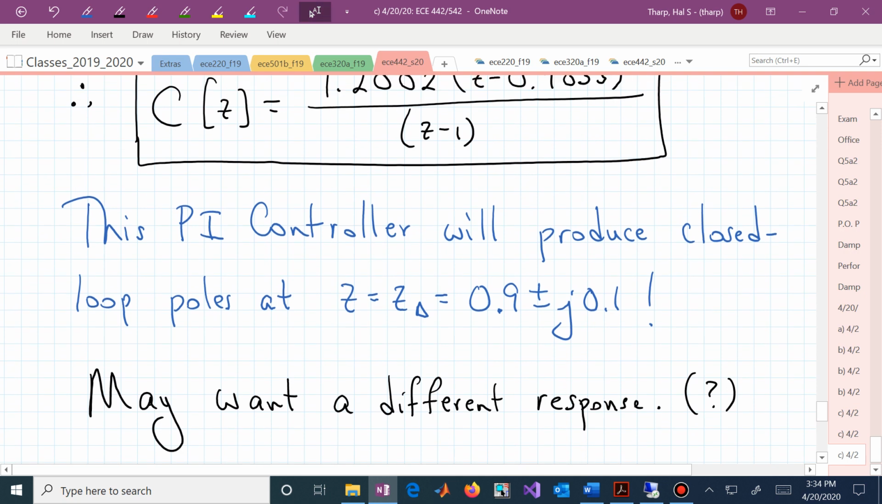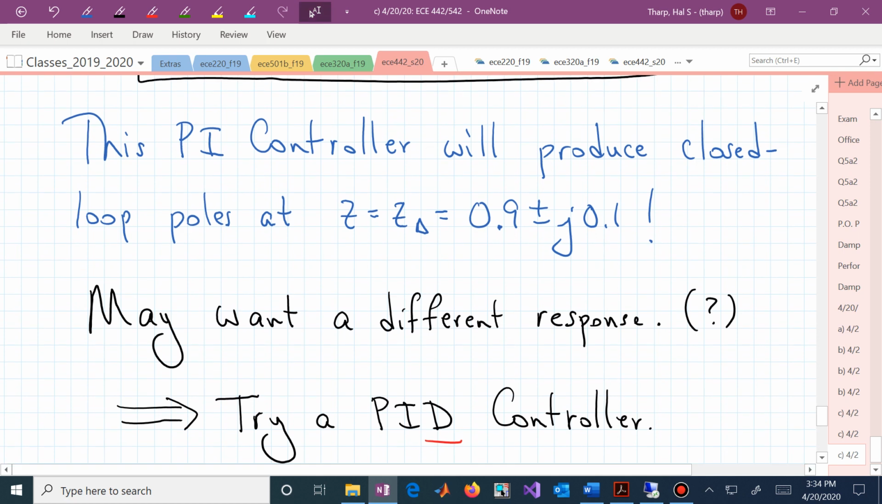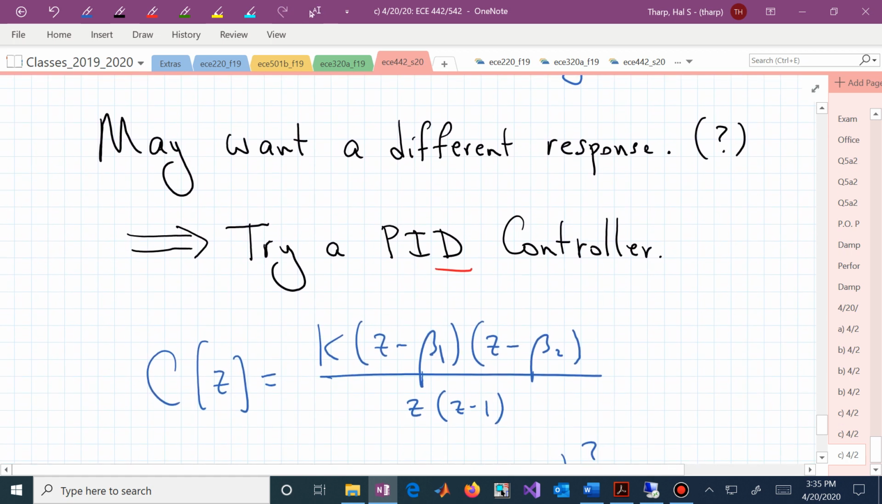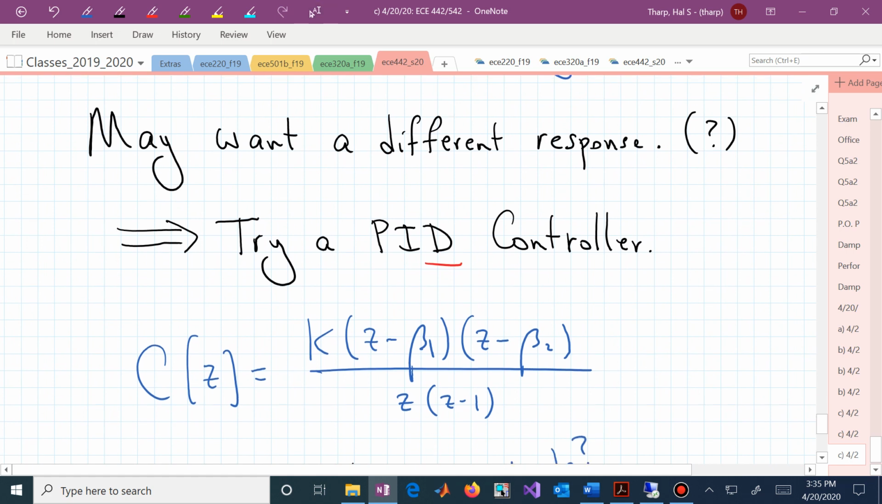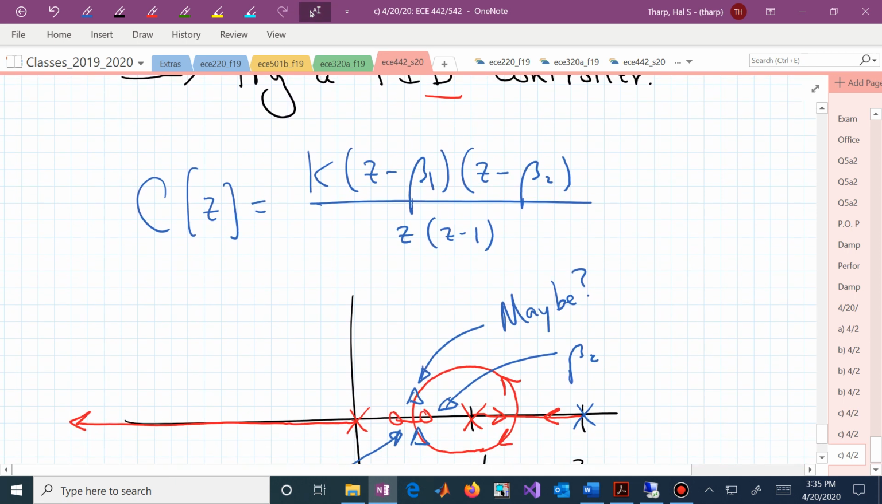Maybe that's not the response we want. Maybe we want a faster response. Maybe we don't want them quite that close to the unit circle. Well, what else do we have in our toolbox of controllers? Let's try a PID. We've already tried the PI. Let's go one step further and introduce one more parameter. Now the PID controller gives us two finite zeros, not just one. It does add an additional pole at the origin.